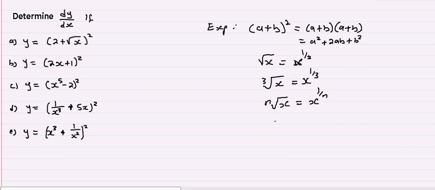Number 3 is, if you are given a fraction, for example 1 over x exponent n, then you write this as x exponent negative n, then after that you apply the rules.